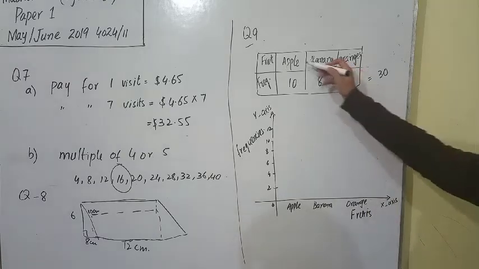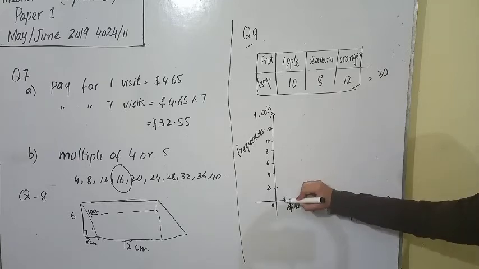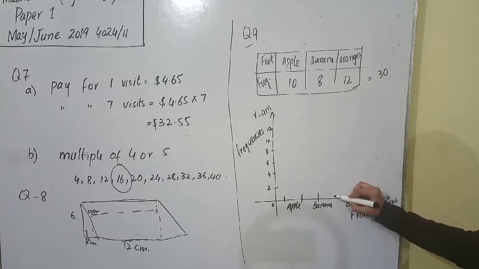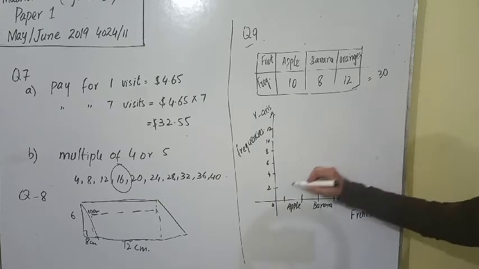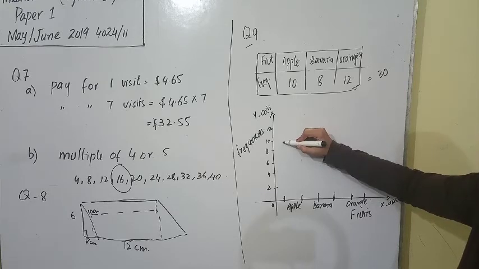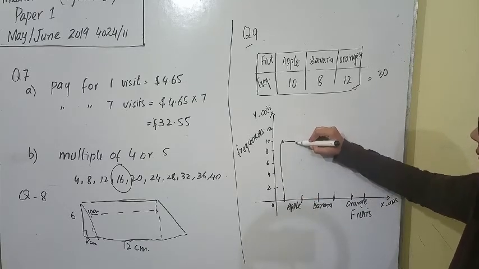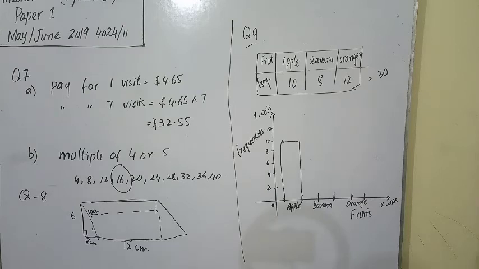As you can see, apples are 10 in number, so its frequency is 10. I will take equal width for apple as well as for banana and oranges. Now we have to take the peak value of the bar chart, 10, so I will draw a straight line. This is very important: while drawing the bar chart, we have to consider equal width for all the comparisons.